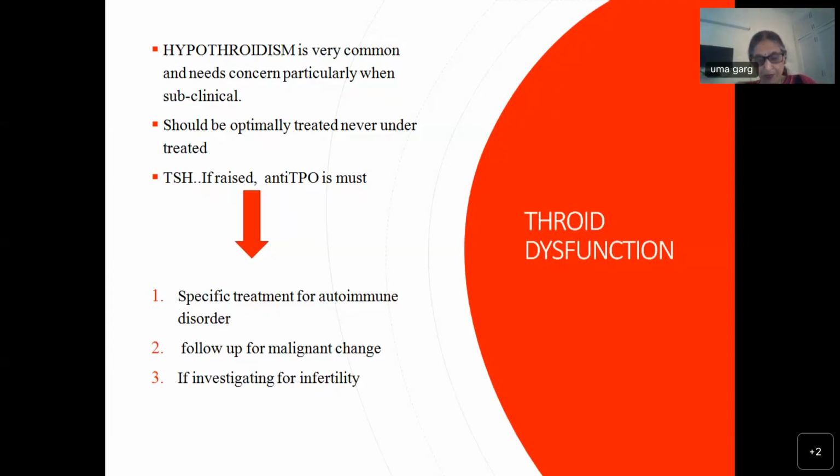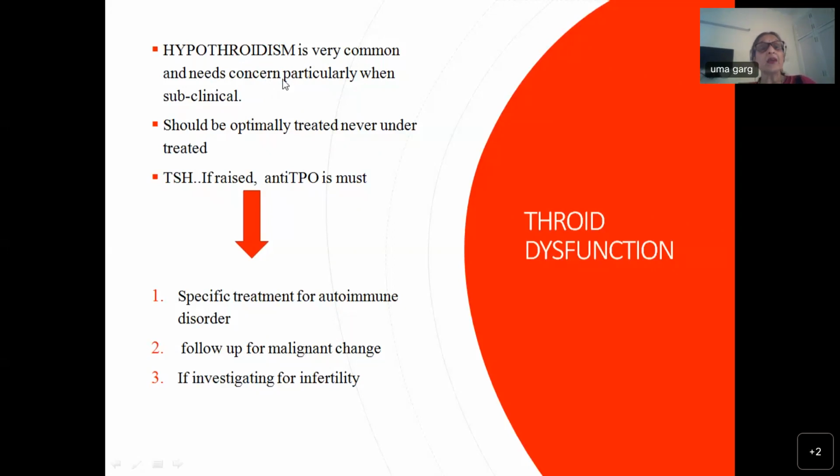Then we come to some basic investigations in thyroid. After doing examination, we do basic investigations, which are three. They are thyroid function tests, ultrasound, and FNAC. And how do we go about that? If we have examined, first is thyroid function. Thyroid function test, we do first TSH.